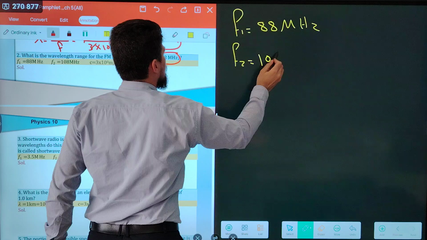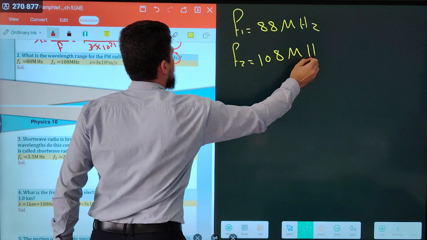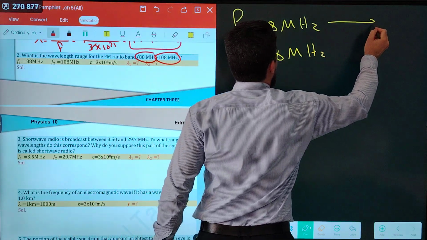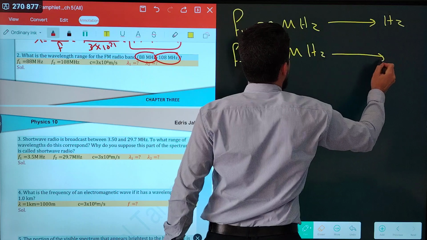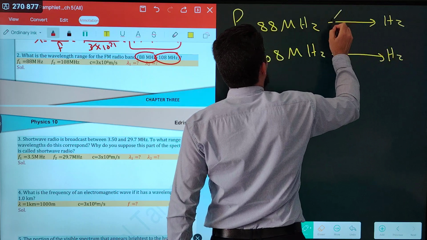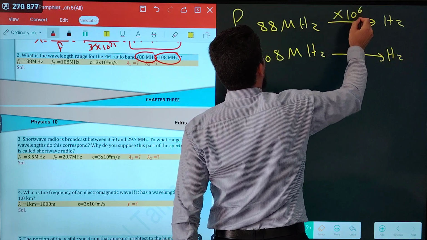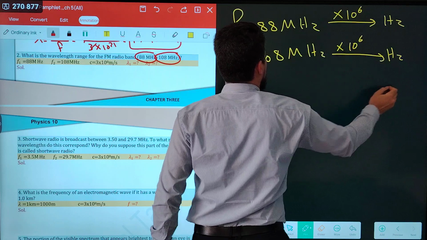F2 is equal to what? 108 megahertz. Convert to hertz. Don't forget this conversion, please. How do we convert megahertz to hertz? Multiply by 10 to the power 6.